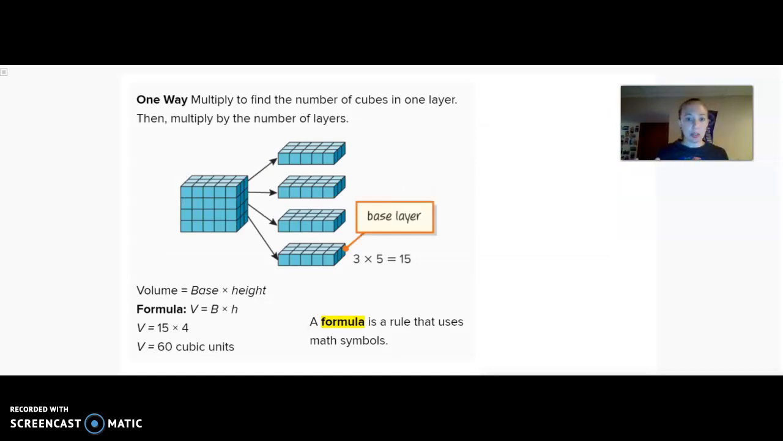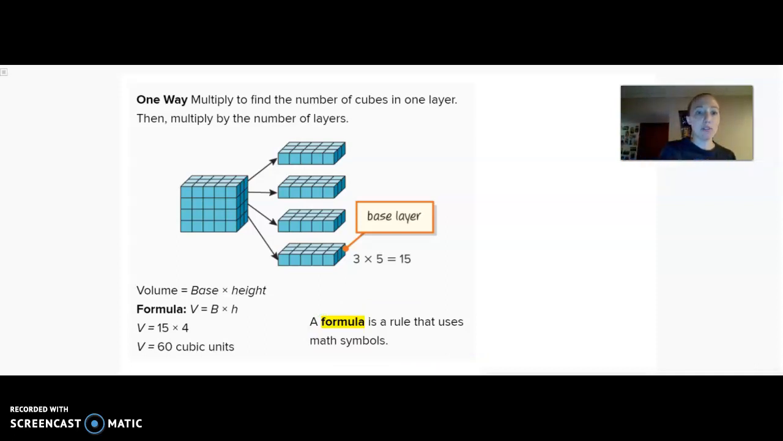Now, we're going to talk about some formulas. This first one, before I explain it, I just want to say what a formula is. It's just a rule that uses math symbols. So you'll start to see them more and more. Instead of just saying we do length times width to get the area, for example, you might remember from last year, there's a formula, A equals L times W. But it just is the same thing, just sort of in math language instead of in words. So math symbols, just a rule for how we figure something out.